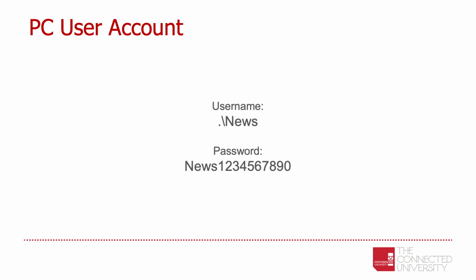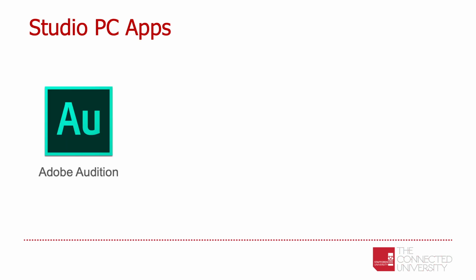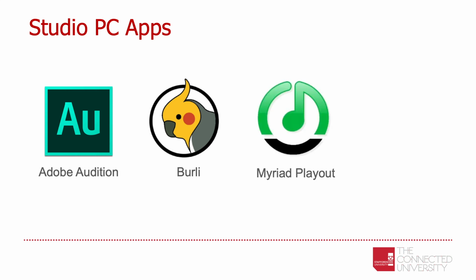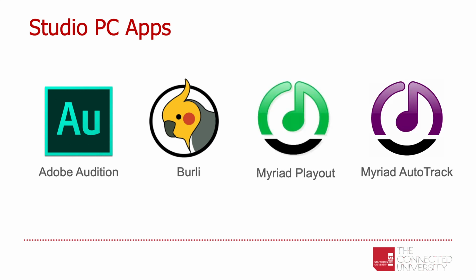Each Radio Studio PC has Adobe Audition for audio editing and recording, Burley for news scripting, and Myriad Playout and AutoTrack for music playout and scheduling. These are all available as desktop shortcuts when logged in with the News user account.